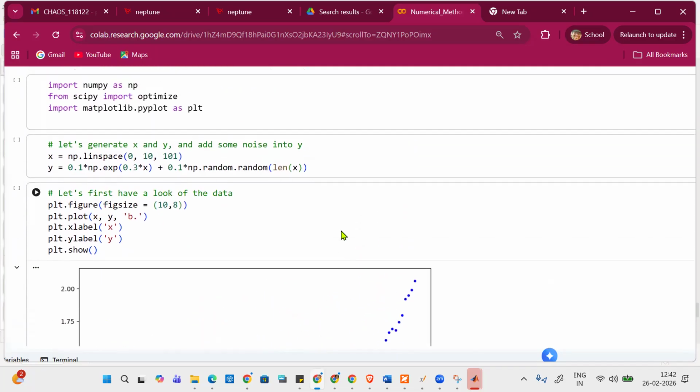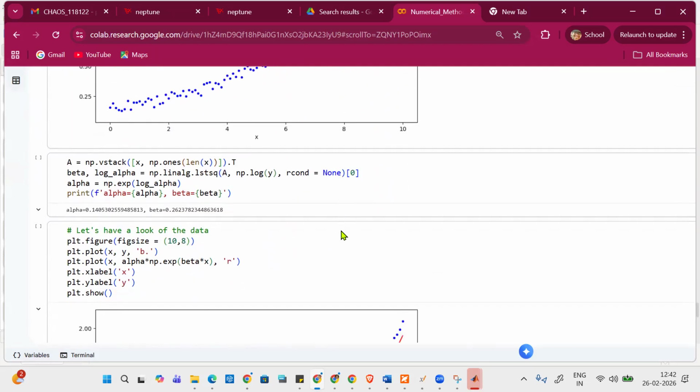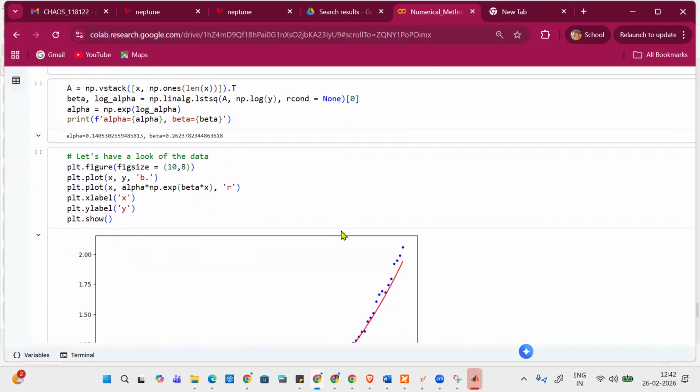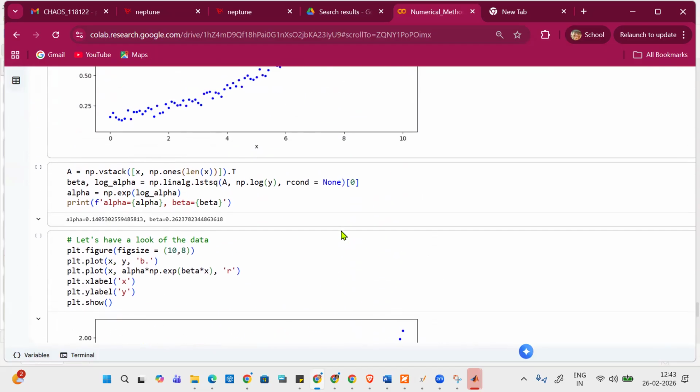How will you do it? You can use the log trick. Let us look into two things. You can use the log trick also. Can you look into the log formula actually? So here we have used least square, LSTSQ.